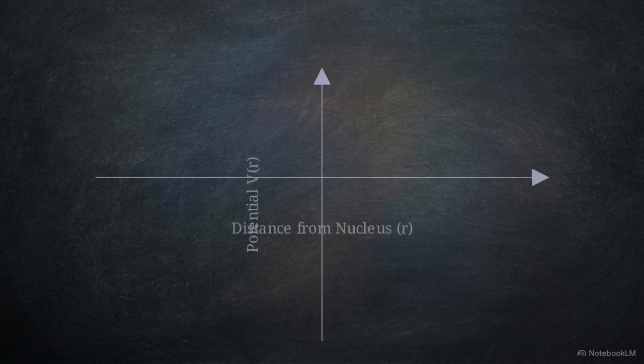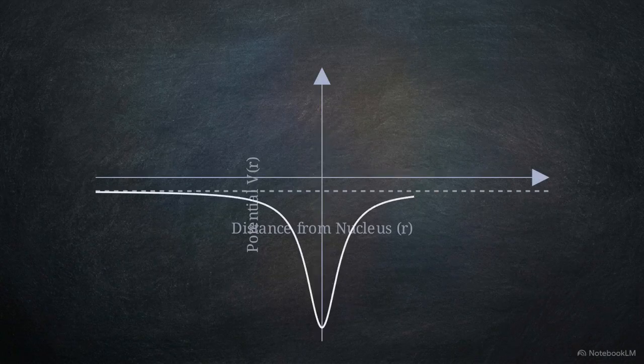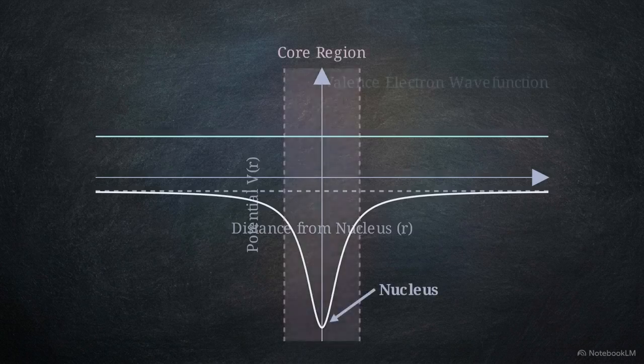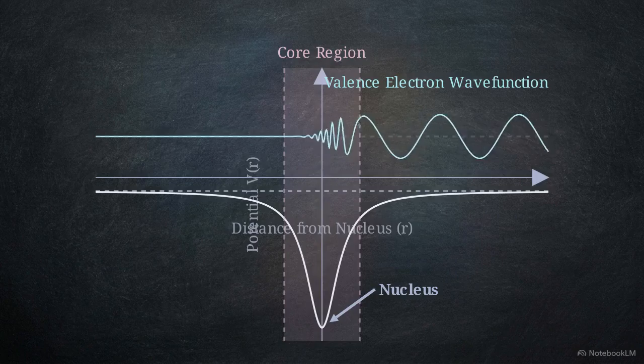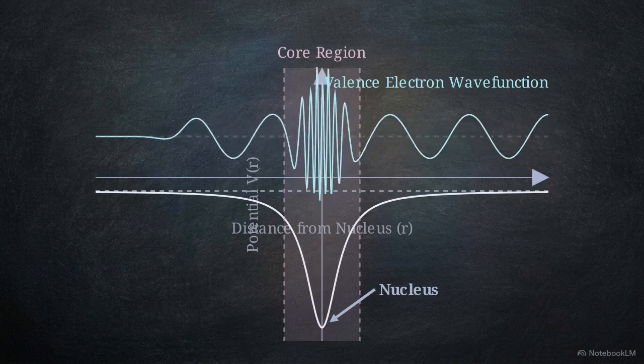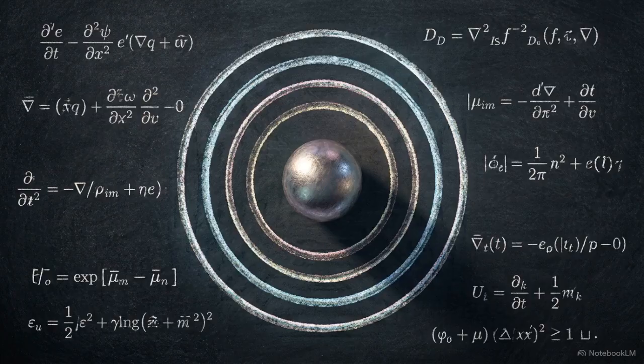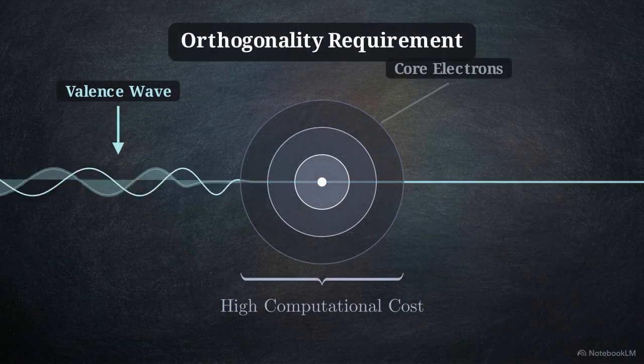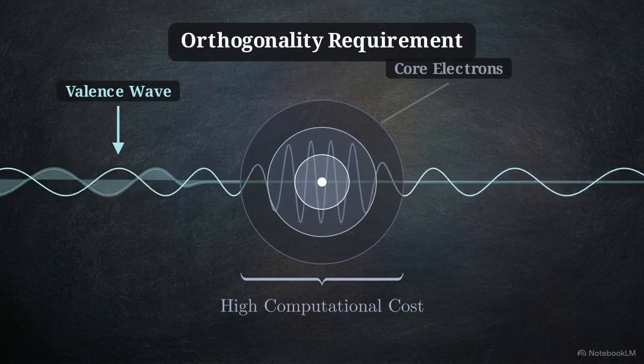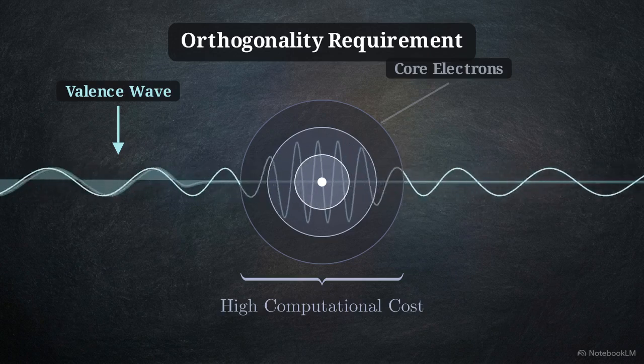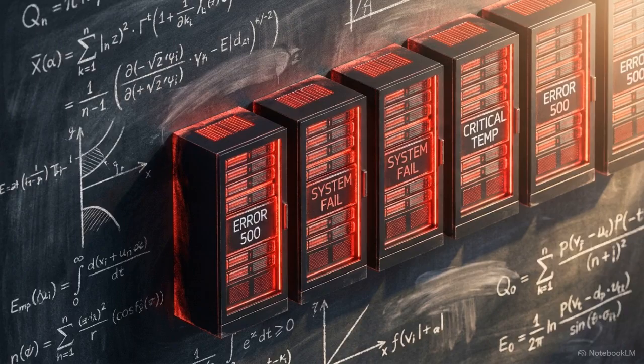Deep inside a real atom, the electrical potential dives vertically toward the nucleus. When a chemically active outer valence electron crosses through this core region, its wave function begins to oscillate violently and rapidly. The rules of quantum mechanics dictate this behavior. The valence wave must remain orthogonal to the shells of core electrons that already occupy the space near the nucleus. Computing these high-frequency oscillations for every atom in a lattice requires an impossible volume of computing power.